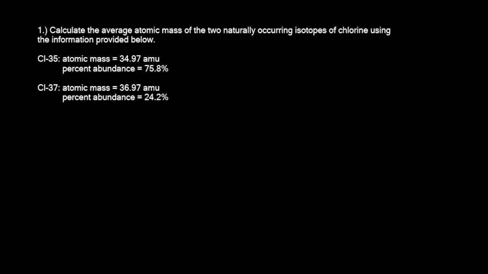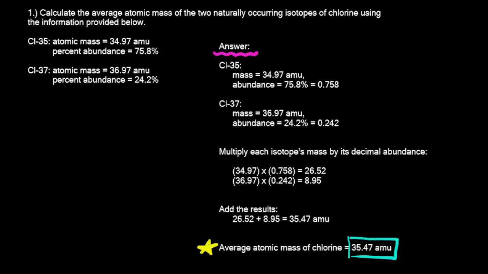So here's question number 1. It reads, calculate the average atomic mass of the two naturally occurring isotopes of chlorine using the information provided below. Chlorine 35 has an atomic mass of 34.97 AMU. Its percent abundance is equal to 75.8%. Chlorine 37 has an atomic mass of 36.97 AMU, and it also has a percent abundance of 24.2%.